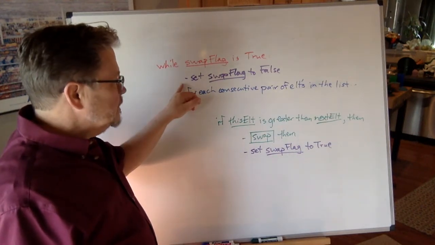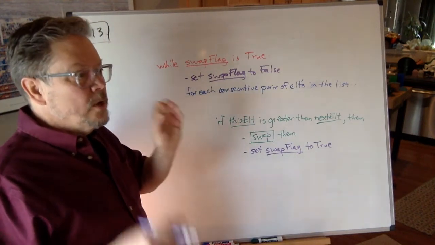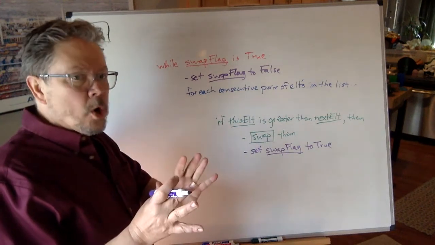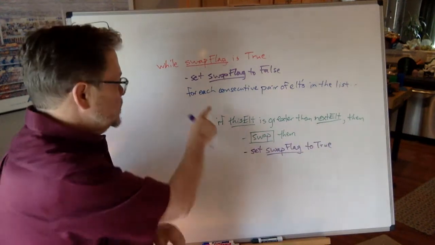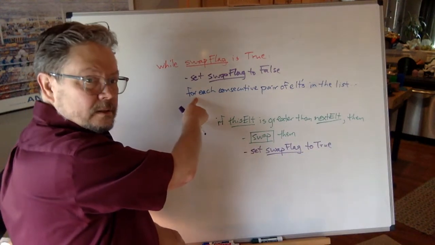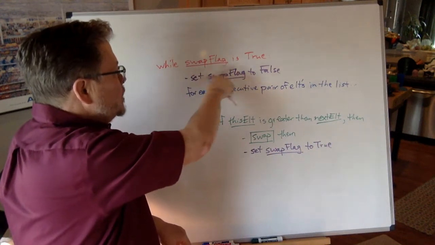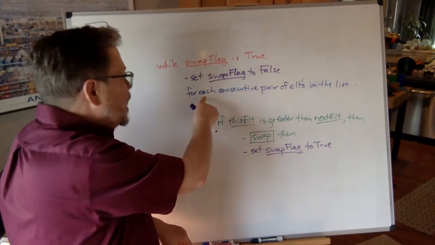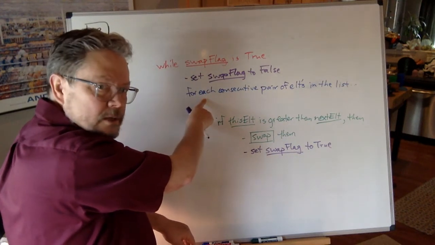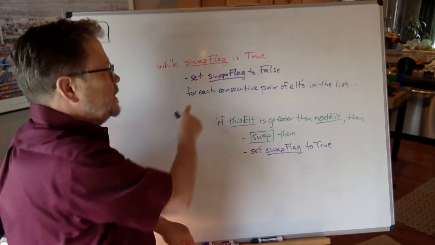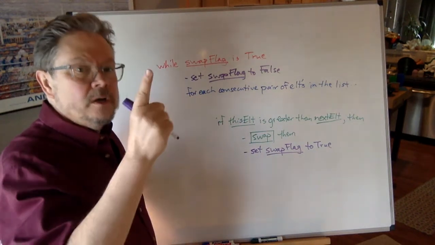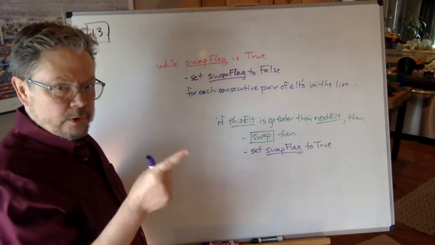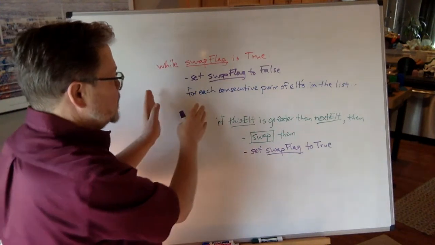Why would I do that there? I need to set swap flag to false right before I start all over again going through the list from front to back. This is where that happens. While swaps keep occurring, I turn around right before I start looking at the consecutive pairs again. I set the swap flag to false because until further notice, no swaps have occurred this time through. So I set it to false.